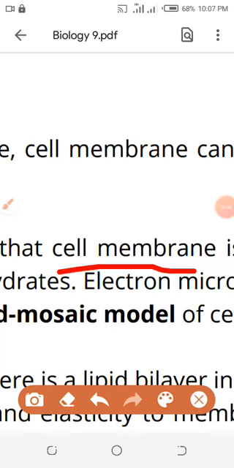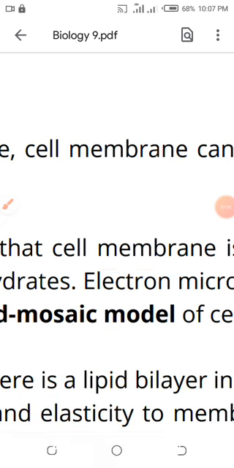Cell wall is not a living structure. Even the primary cell wall and the secondary cell wall, both are dead structures. And cell membrane is the living structure. This is the major difference between the cell wall and the cell membrane.